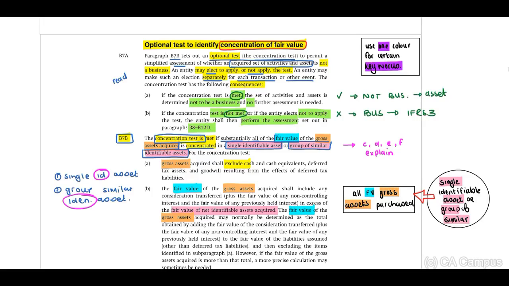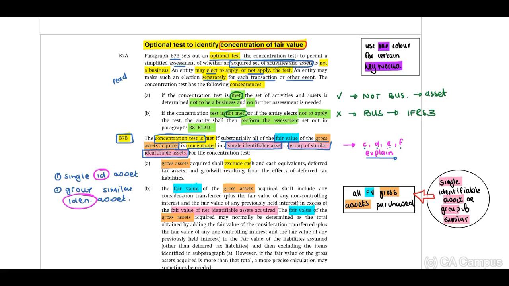We're back at B7B. When you look at the right side of your screen, if you refer to C, D, E, and F, this will explain to us what is a single identifiable asset or a group of similar identifiable assets. But let's just have a look at the concentration test. What does this actually mean?